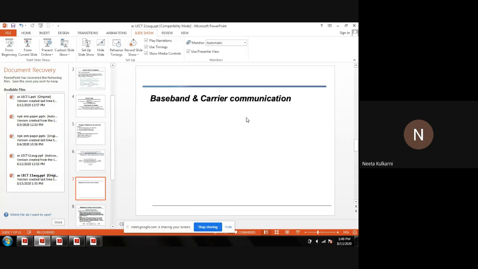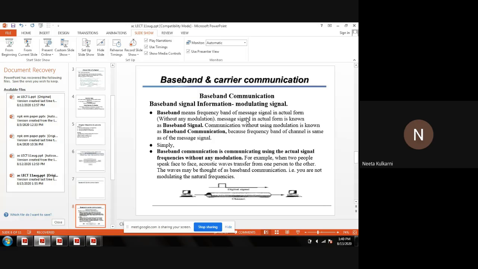So in baseband communication, I will just repeat that point. Baseband communication means only the transmission of the baseband signal is done. The baseband signal is nothing but the modulating signal. There are two signals required for modulation: one is the modulating signal and another is the carrier signal. When we pass the modulating signal as it is in the system without doing any modulation process, that is called baseband communication.